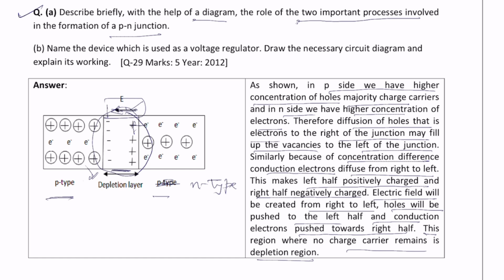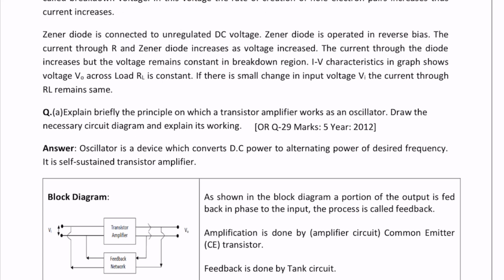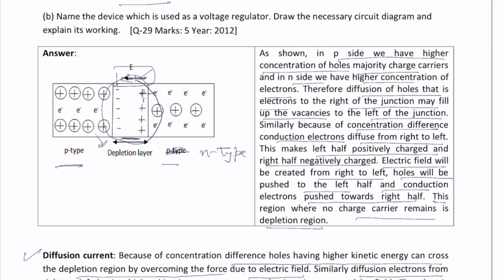This generates current from N to P side called the drift current. So N to P side, the electron will continuously flow and this will create a current called drift current. Now, second part of the question, name the device which is used as voltage regulator.